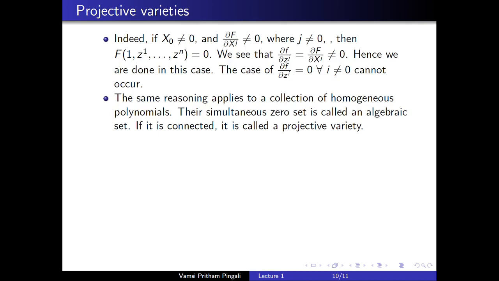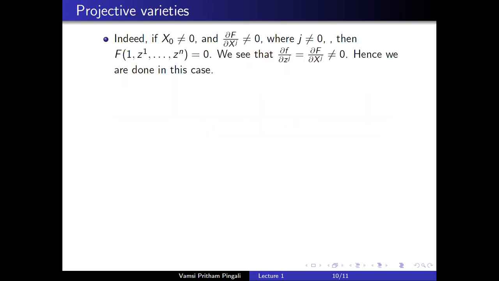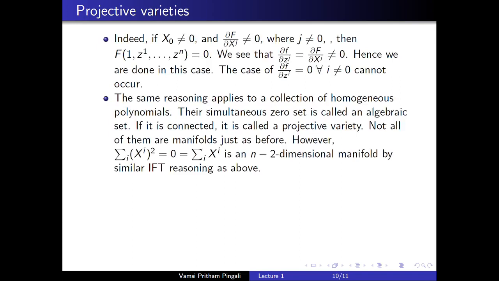Actually, I'm lying a little bit here, or not lying. I'm taking the easy way out. An irreducible algebraic set is called a projective variety, but that's the same as this. So not all projective varieties are manifolds. Well, why not? Here is the example. So which ones are manifolds?